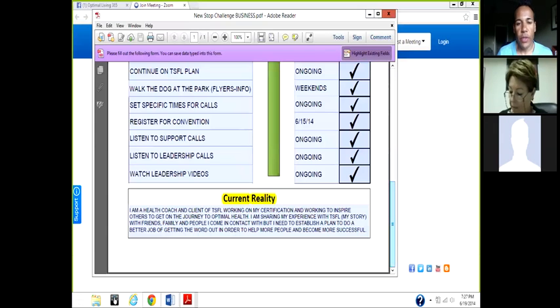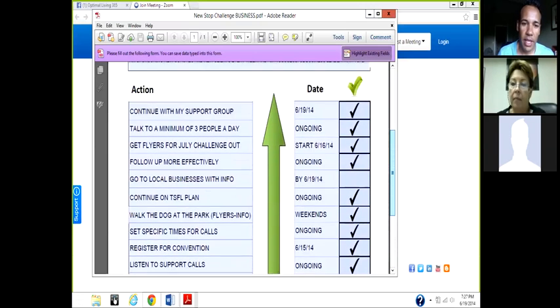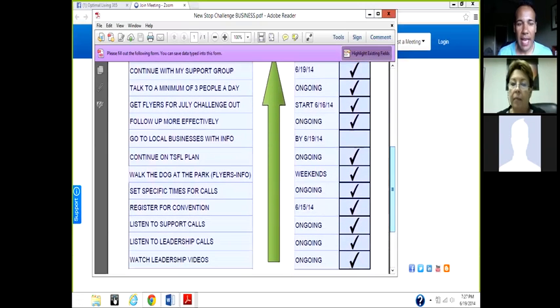And then the third component is the actual, go straight on this street, turn left at the corner of Broadway, and then I want you to take a right when you hit 4th Street, and that's these actions. And you have this action column, and we can see clearly that you've put some things: watch leadership videos, listen to certain calls, register for convention, specific times for calls where you're going to support people, having that mapped out, and so on and so forth.